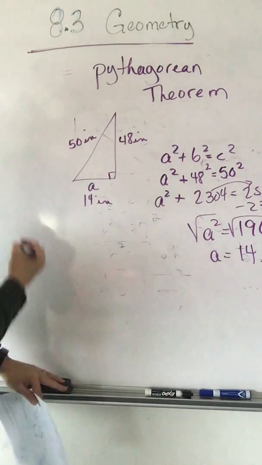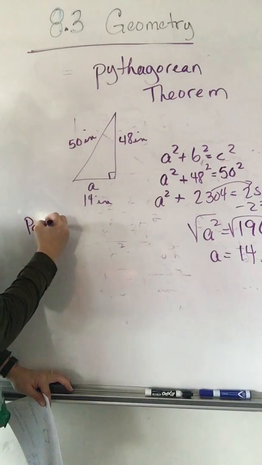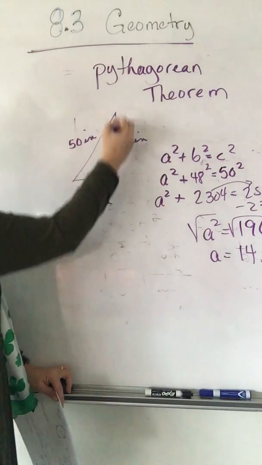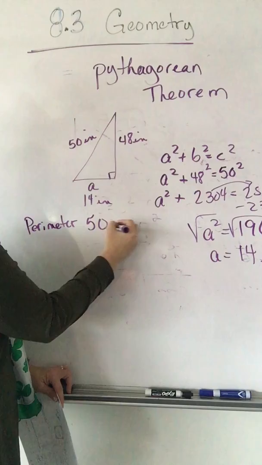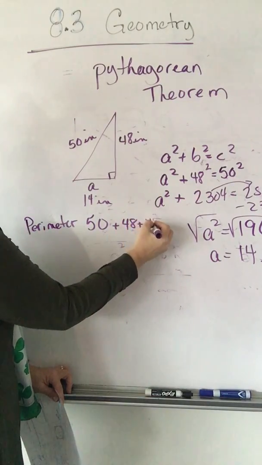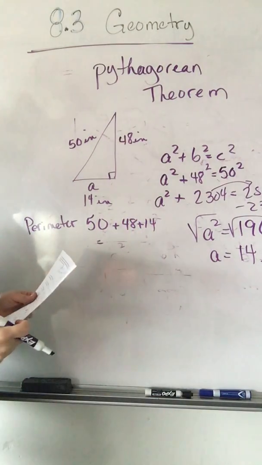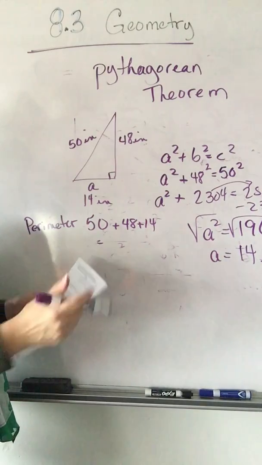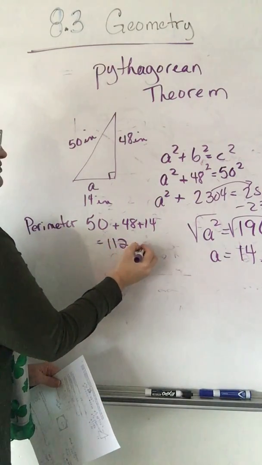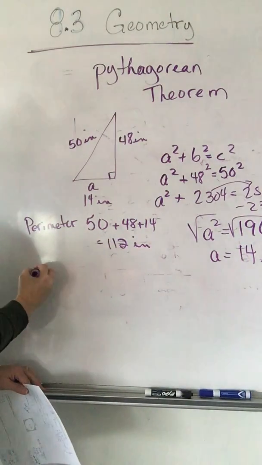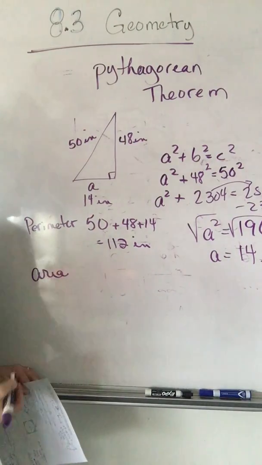Then we can do our perimeter question. The perimeter is the distance around, so 50 inches plus 48 inches plus 14 inches, and it'll just be in regular inches, which is 112. That's your perimeter. Then we can also know the area.